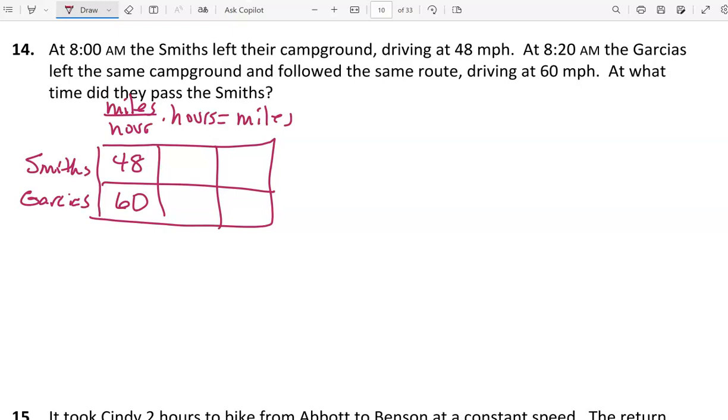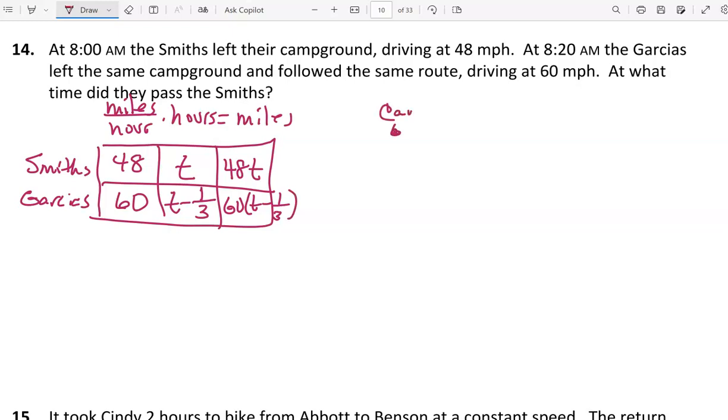And let's let the time belong to the Smiths. It'll be easier to measure the time relative to the Smiths' departure because they left at 8 o'clock. The Garcias left later, which means that they have less time to drive. They left 20 minutes later. That's 1/3 of an hour, so we're going to convert that to hours. Now our miles are 48 times t and 60 times t minus 1/3.